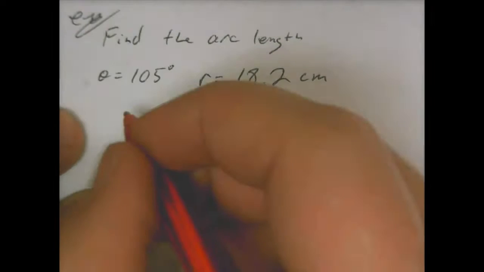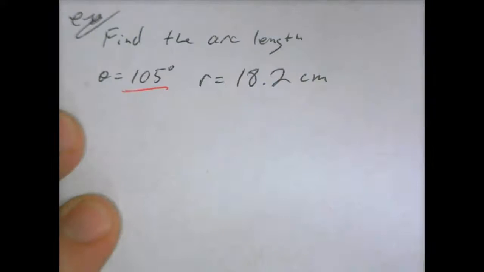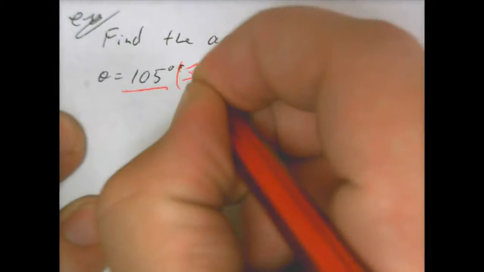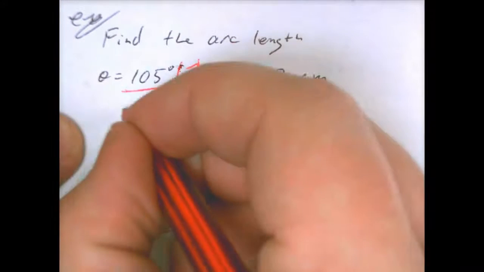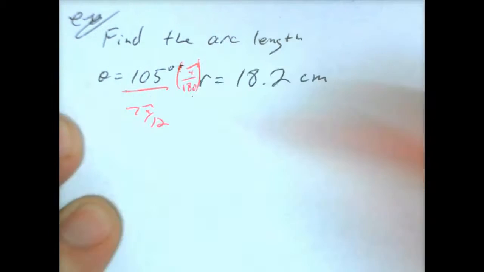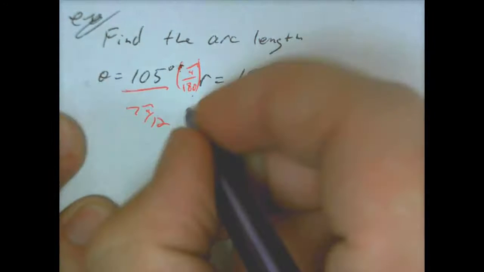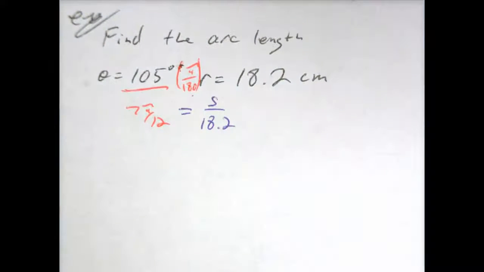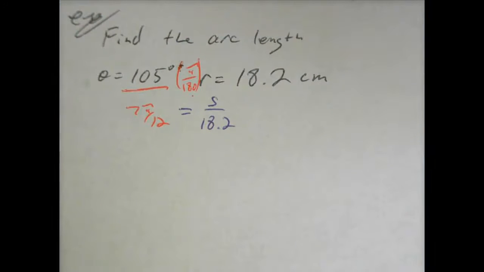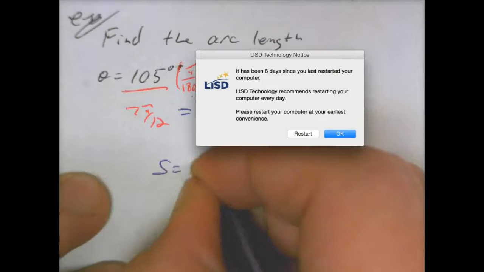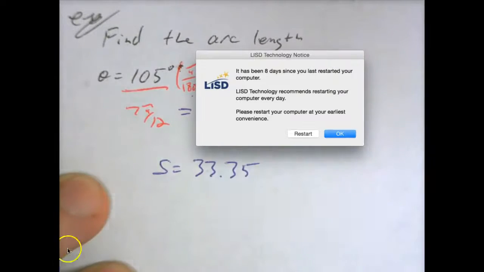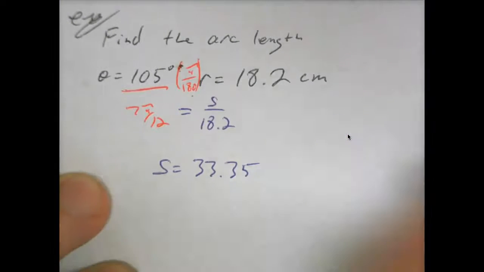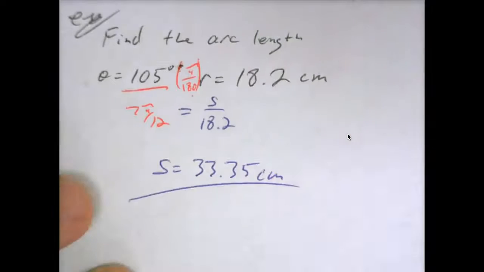All right, looking at this one now, this is one you would have a calculator for. So I have theta equals s over r. Notice this is in degrees though. I need to convert it to radians by multiplying by pi over 180. In doing that, I come out with 7 pi over 12. Now I can use that angle and say theta equals s over r, so 7 pi over 12 equals s over 18.2. Multiply by 18.2, so s is 33.35. And I'm in centimeters, so I will say centimeters.